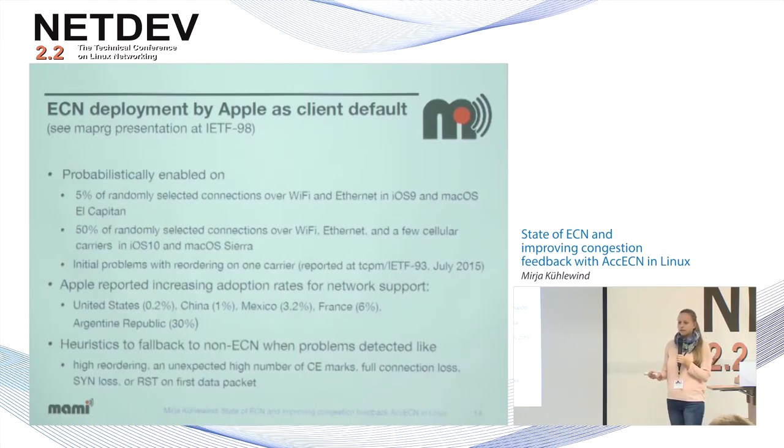if there's a failure case and then fall back to non-ECN. Things like high reordering, and they would not use ECN anymore. If you get a reset during the handshake, they would not use ECN anymore. If you lose a SYN, you don't use ECN anymore, and so on.